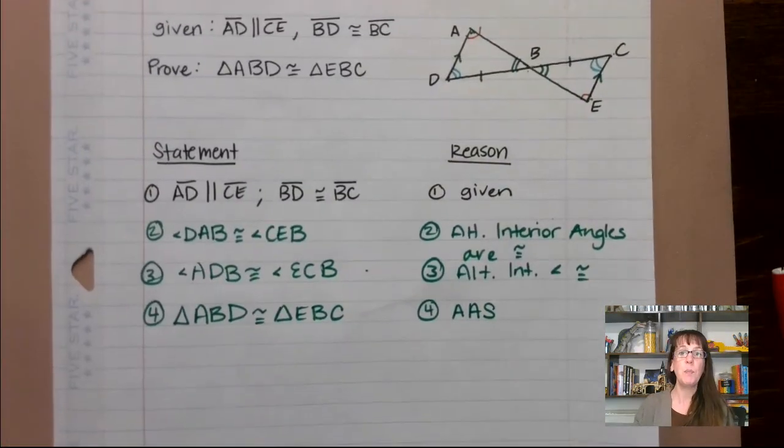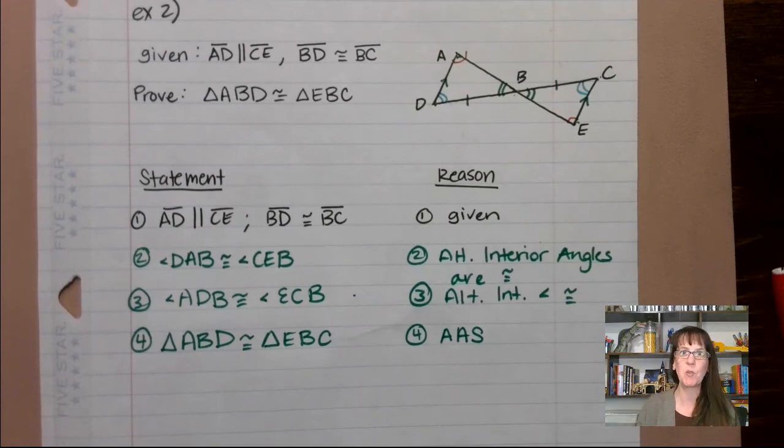All right, folks, I hope that makes a little bit more clear about those relationships and how to prove triangles congruent using angle, side, angle, and angle, angle, side.